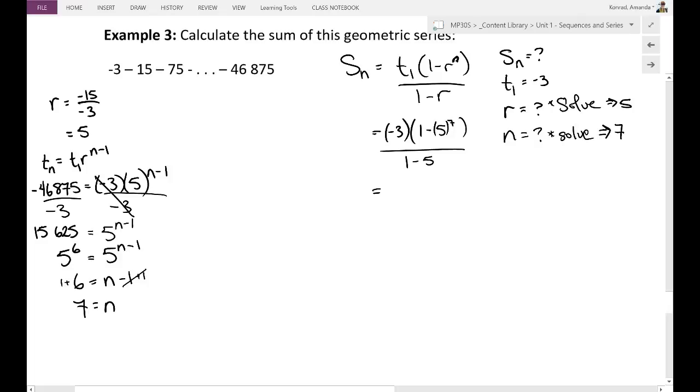Okay, so simplifying, we've got -3, 1, subtract 5 to the power of 7, which is 78,125, over -4. Now again, watching out, we've got negative, and a negative is a positive, so we can treat it like 3 multiplying by this and divided by +4 if we want.